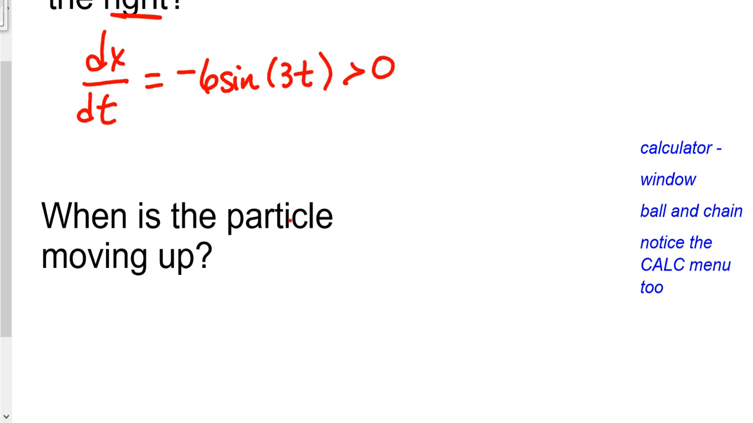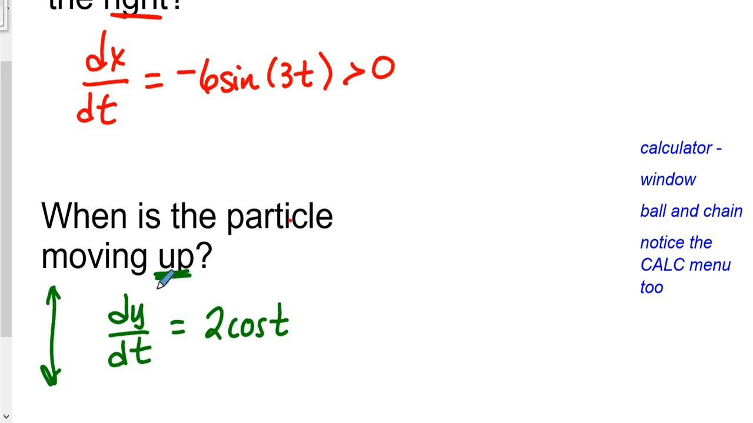All right, and then when is the particle moving up? Well, up and down motion is a rate of change in my y-coordinate, and dy/dt in this problem is 2 cosine of t. Moving up is denoted positively, whereas moving down would be when dy/dt is negative. So these are the 2 inequalities that I want to look at.